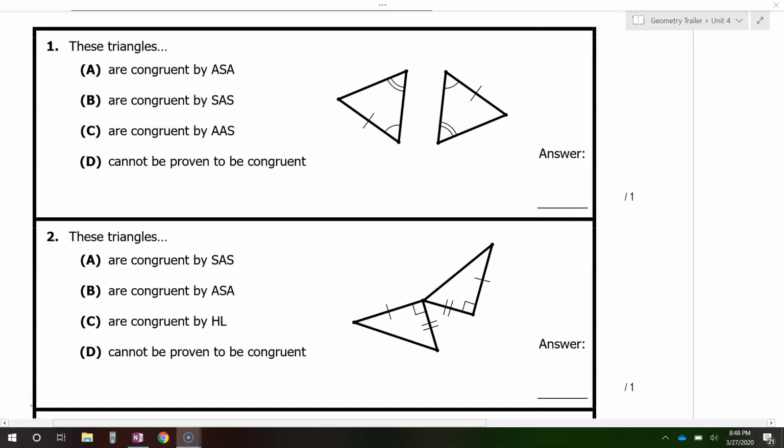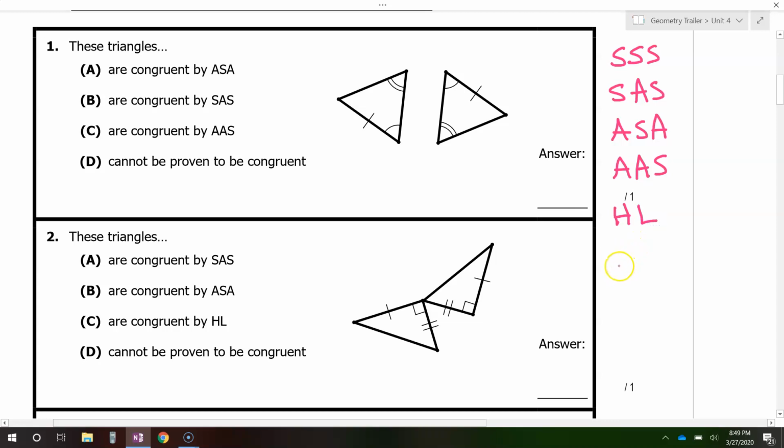This video is about congruent triangles and their corresponding parts. But first, let's review the 5 ways of proving two triangles are congruent. You've got side, side, side, side, angle, side, angle, side, angle, angle, angle, side, and hypotenuse leg.